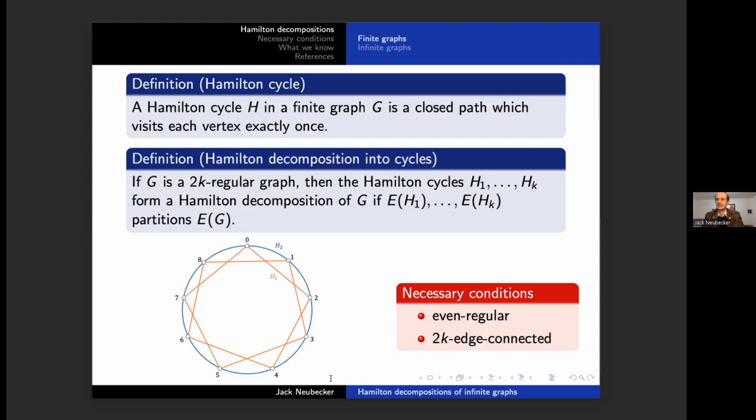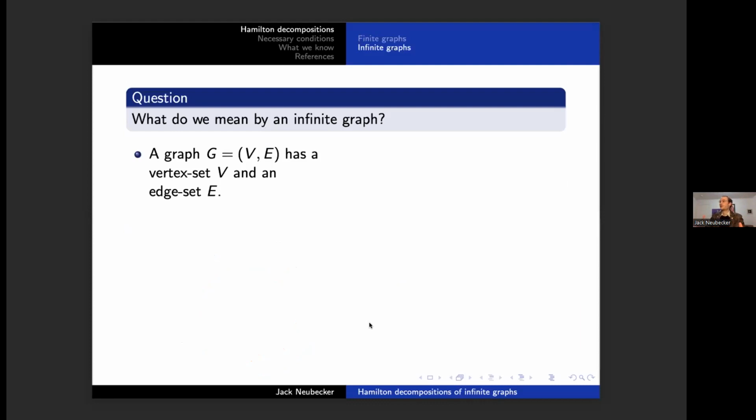So some obvious necessary conditions that it's good to wrap your head around. The graph has to be even regular, as every Hamilton cycle is too regular. It goes in and it goes out. And so overall, we have to have an even number of edges coming out of each vertex. And as I pull these Hamilton cycles out of my graph, I need to make sure that I don't accidentally disconnect the graph before I pulled out all of the edges. So we're also going to say that the graph is 2k edge connected. And you can just think of this as a well enough connected condition. And other than that, we don't really have a lot of great tools for telling when a graph is Hamilton decomposable in general. But I'm here to talk about infinite graphs.